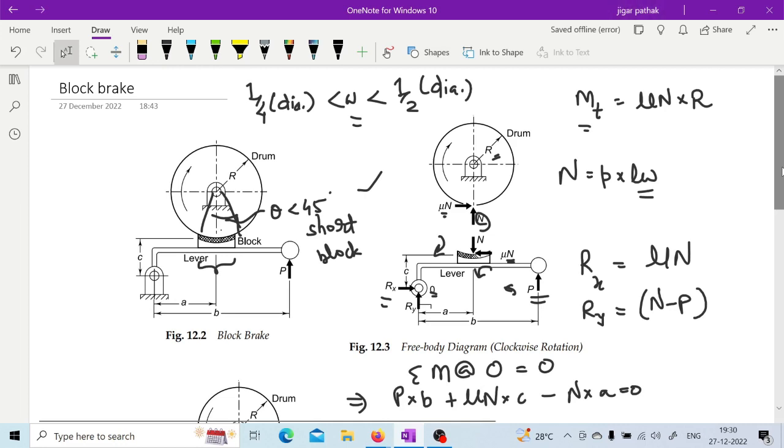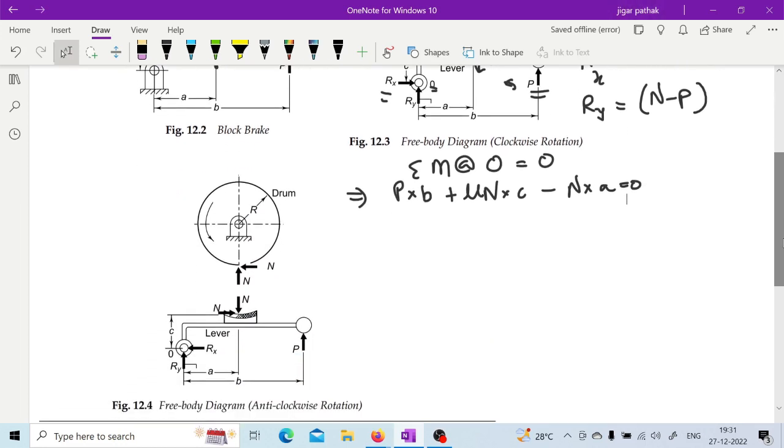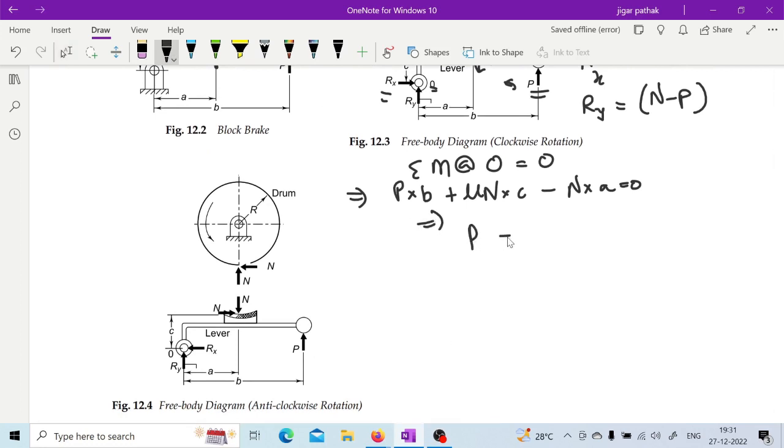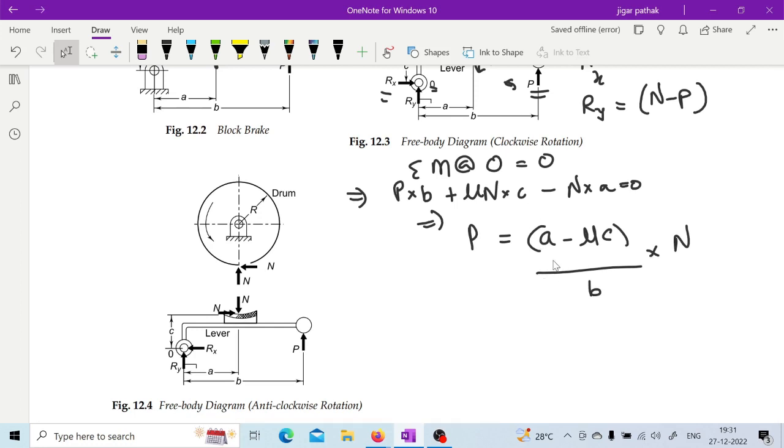So once you have this equilibrium, then from this particular equilibrium you can get this force P, which can be represented as (A minus mu C) divided by B, into N. You can simplify this to this. Is it okay?